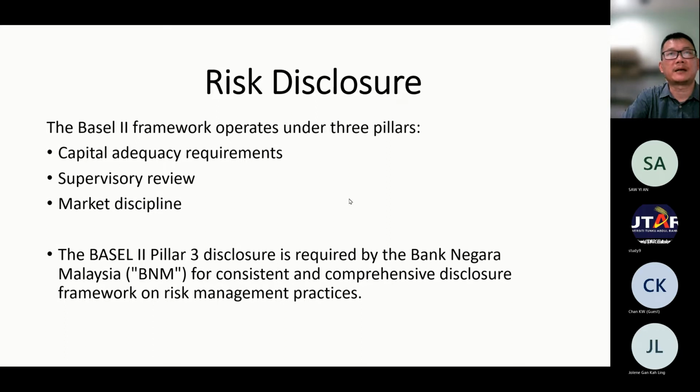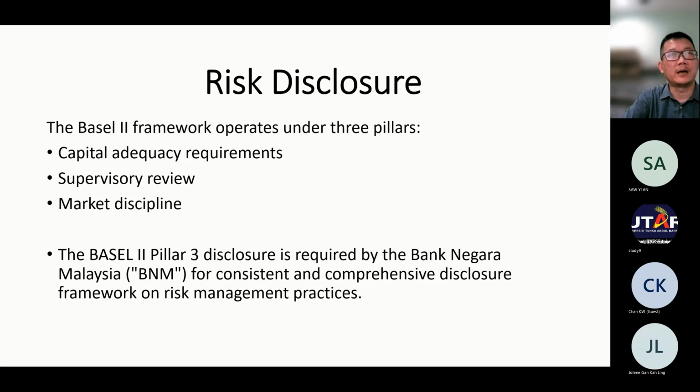And the third pillar is market discipline. The third pillar aims to ensure that banks make mandatory disclosure of market information. Our central bank in Malaysia, Bank Negara Malaysia, requires all banks to disclose consistently and comprehensively the framework of their risk management practice. Wherever a bank holds a license to operate in Malaysia, it is required to disclose whatever risks it faces, such as market risk, credit risk and others, and any strategy it uses in dealing with these risks.